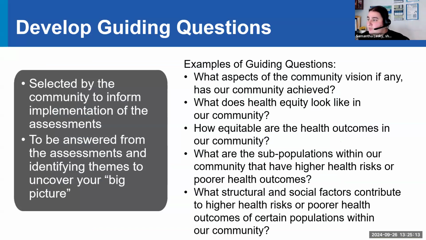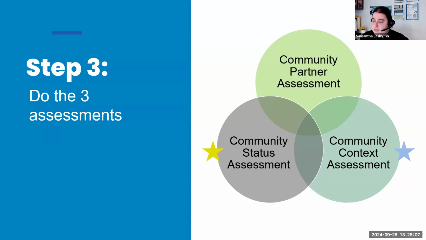Thank you. So this part of the steps includes developing guiding questions. Guiding questions are selected by the community to inform the implementation of the assessments, and they are hopefully to be answered from the assessments and from identifying themes to uncover the big picture of your community health assessment. The guiding questions inform all three assessments, like a research project or an evaluation. We are determining what we want from the assessment and what questions we need the assessment to answer. On the right-hand side, you'll see some examples of guiding questions pulled from the MAPP 2.0 handbook that are options or starting off points that could be used and applied to your own CHA. And we can go on to the next slide.